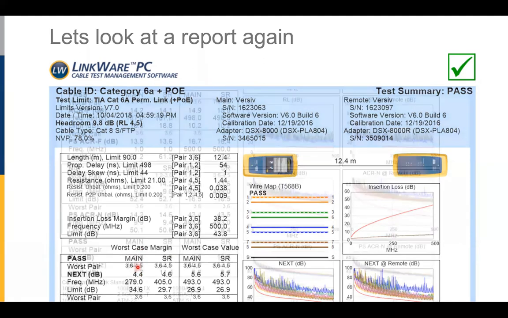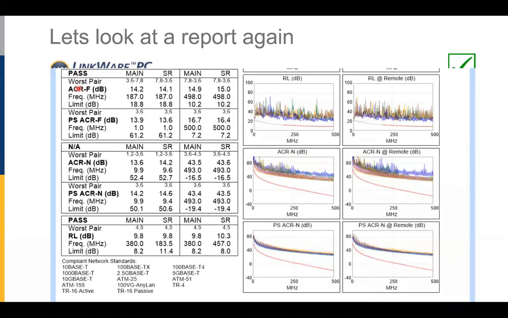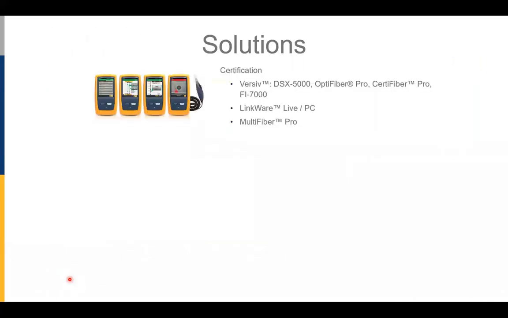Now down on the bottom of this test report, we're going to see those ACR values, the attenuation to crosstalk ratio, both on the near end and the far end. And finally, our friend return loss. And even down here on the bottom, it's telling us what applications should run on this network. 10 megabits, 100, gigabit Ethernet, 2.5, 5 gigabit, even 10 gigabit Ethernet is going to be supported on this category 5E cable.